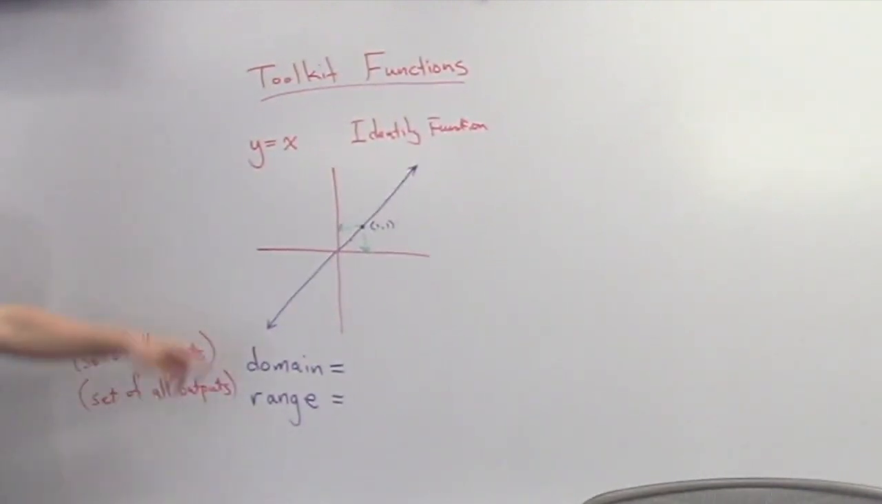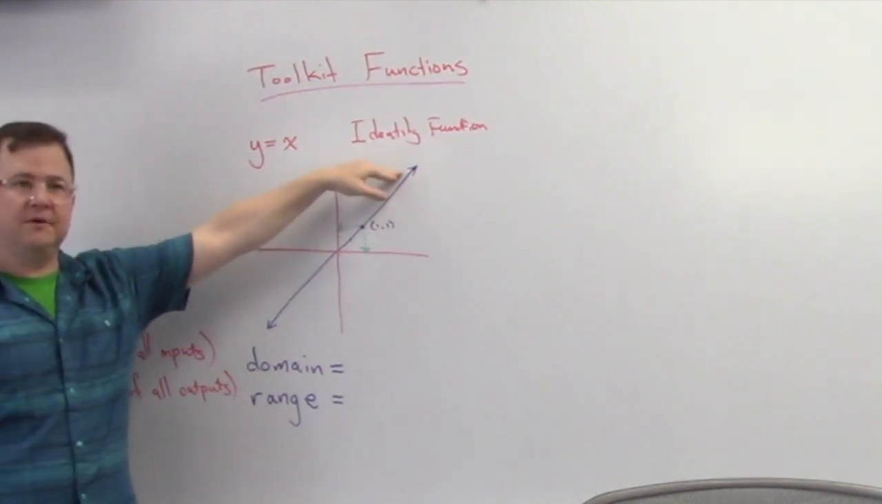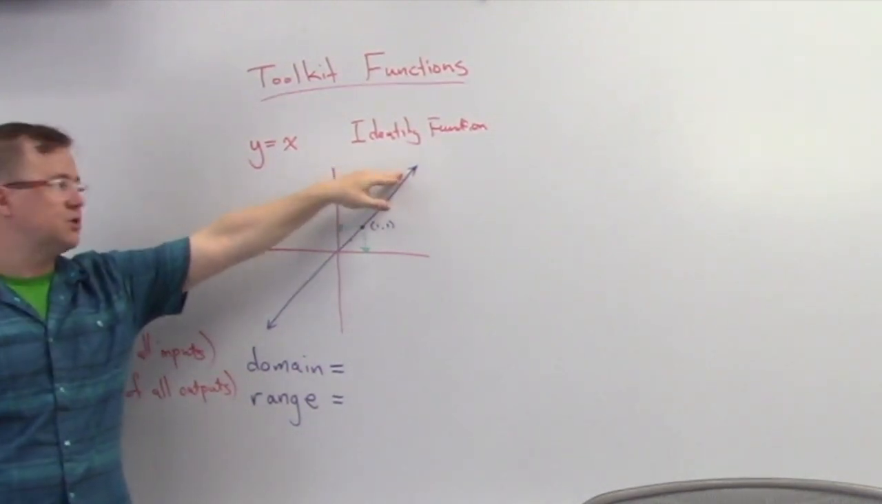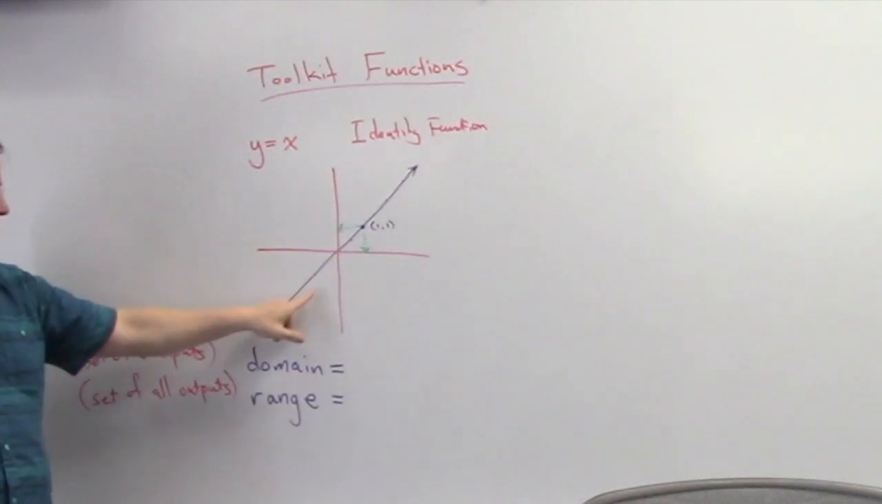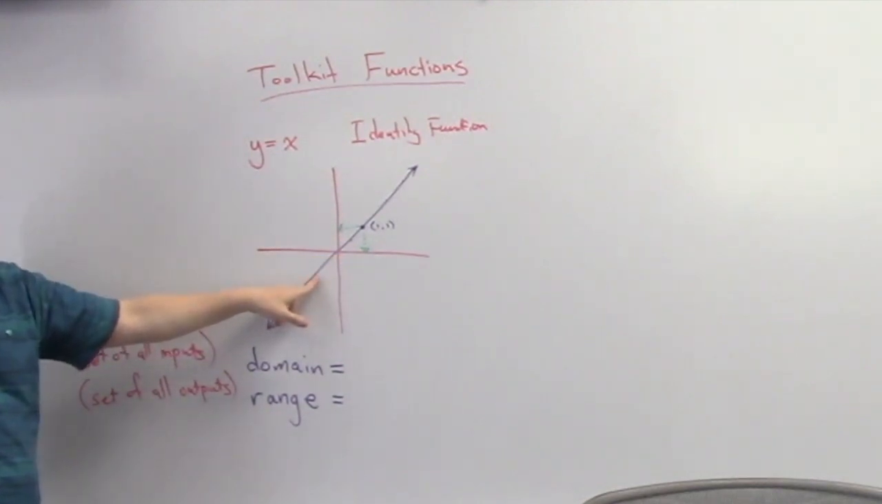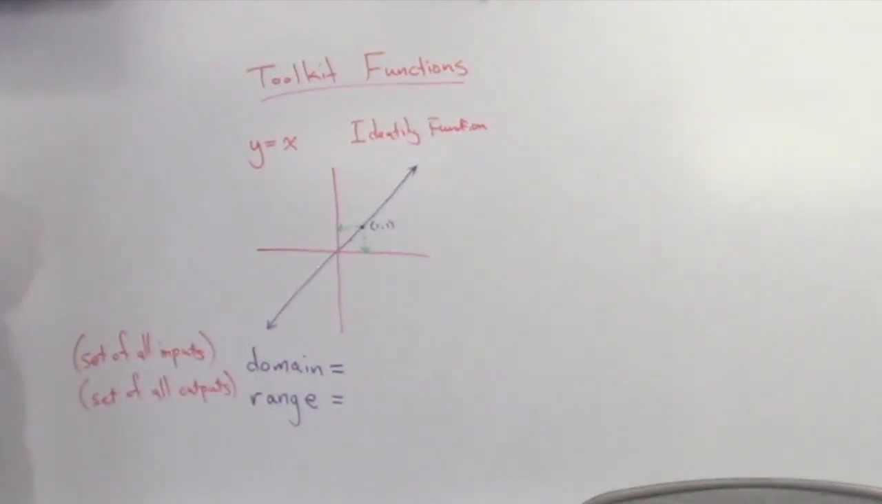So we also said 2, 2. So 2 is in the domain, 2 is in the range. 3, 3. So 3 is in the domain, 3 is in the range. 1/2, 1/2. So 1/2 is in the domain, 1/2 is in the range. -1, -1. So -1 is in the domain, and -1 is in the range. So therefore, the domain is what? Negative infinity to infinity. Yeah.